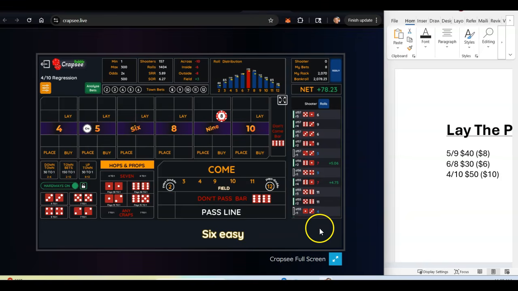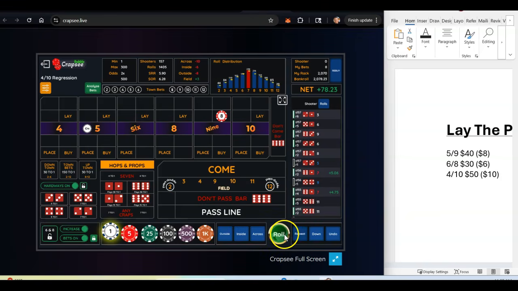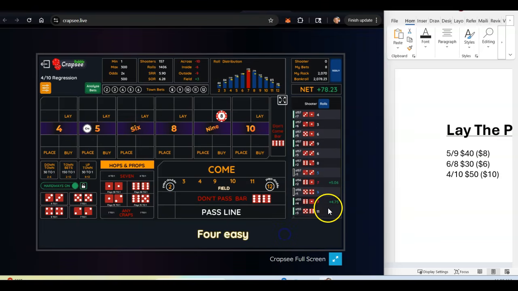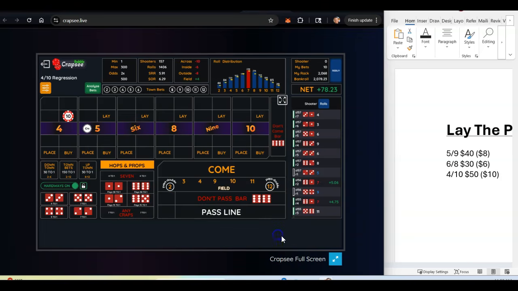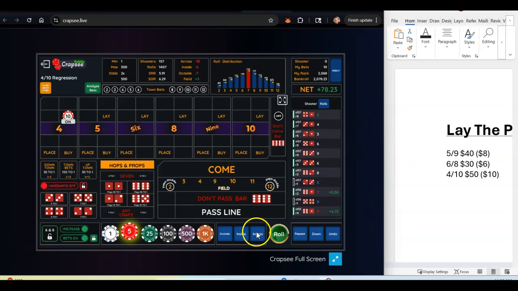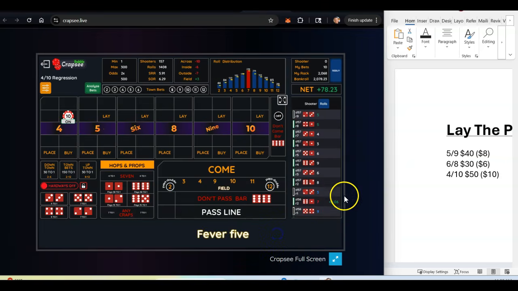6 easy. 3 craps. 4 easy. Okay, we're definitely bouncing to the 4. Remember, the 7 against the 4 is a much bigger edge, but we don't get paid as much, of course. Winner 5. All right, our bets are working. Fever 5.